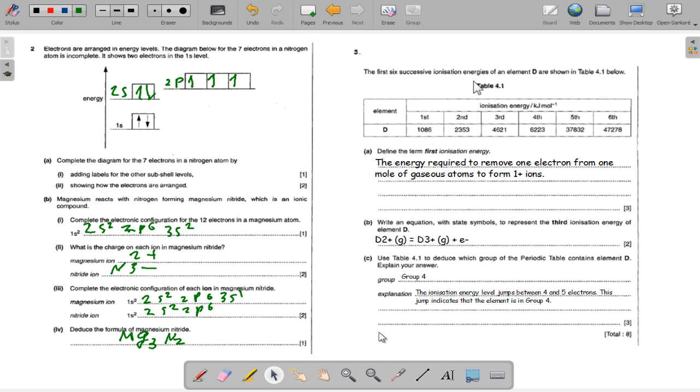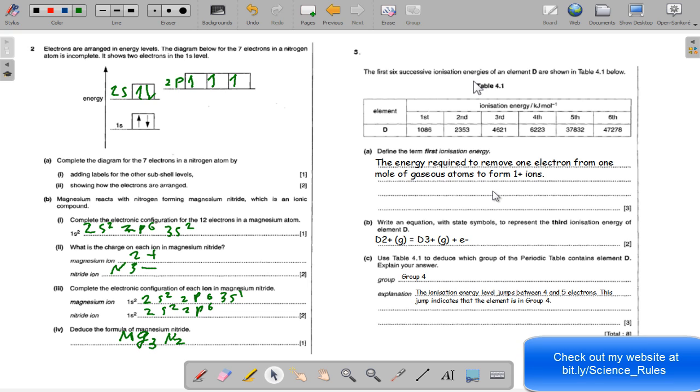Okay, it's in group 4 because after the 4th and 5th ionization energy jump, the electron must be removed from the next shell below the outer shell, as those electrons are more tightly attracted to the nucleus, and this means it requires more energy than on the outer shell.